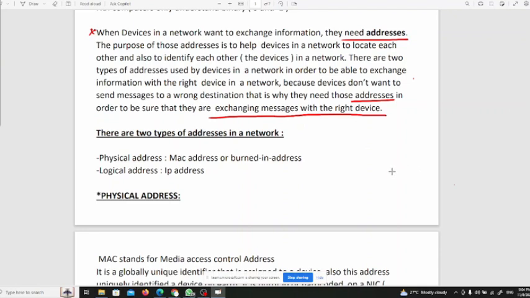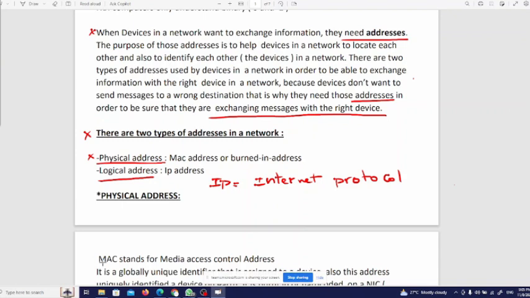So now, what are those addresses? There are two types of addresses used in a network. The first type is what we call the physical address, which is the MAC address or a burned-in address. And the second one is what we call the IP address. IP here stands for Internet Protocol, and MAC here stands for Media Access Control.